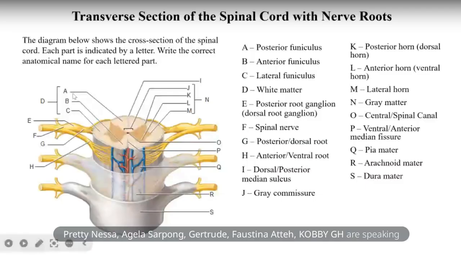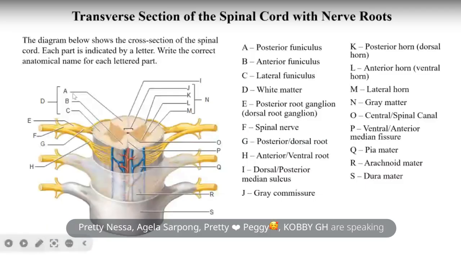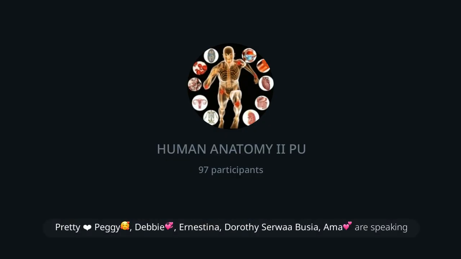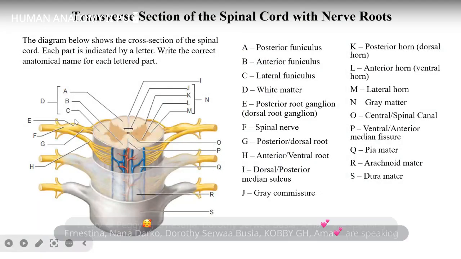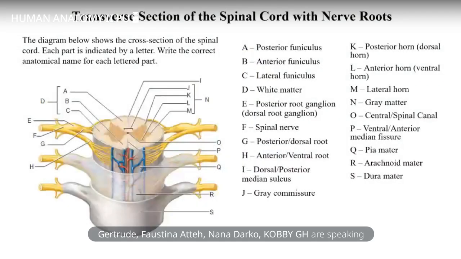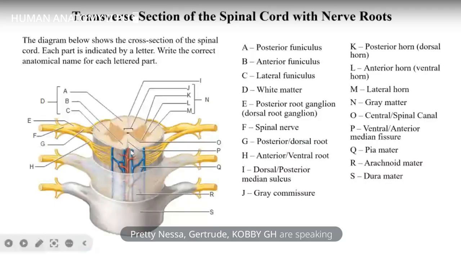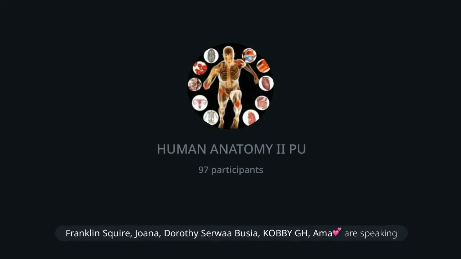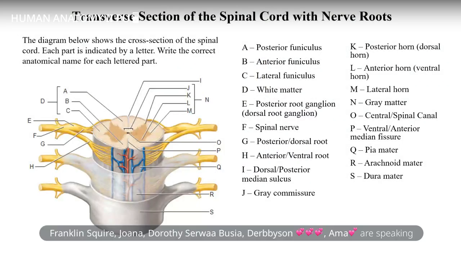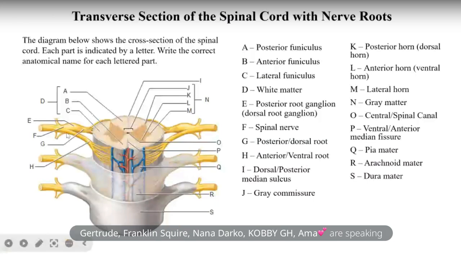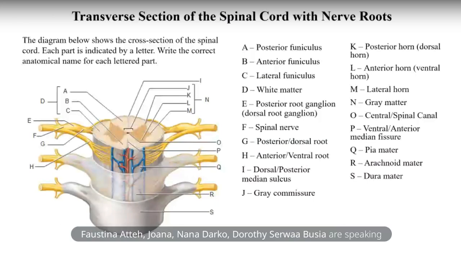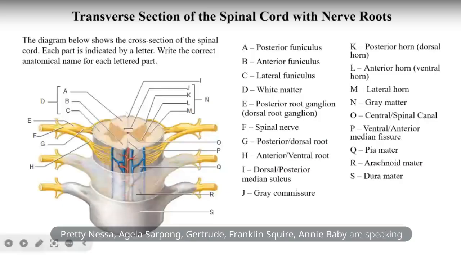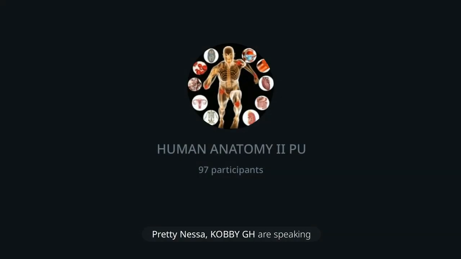When we put A, B, and C together, what do we get? White matter. Okay, which part is E? Root ganglion. Ganglion. F. No. On the labels.